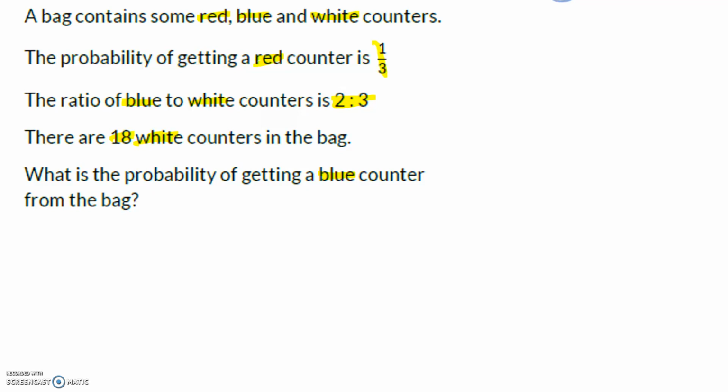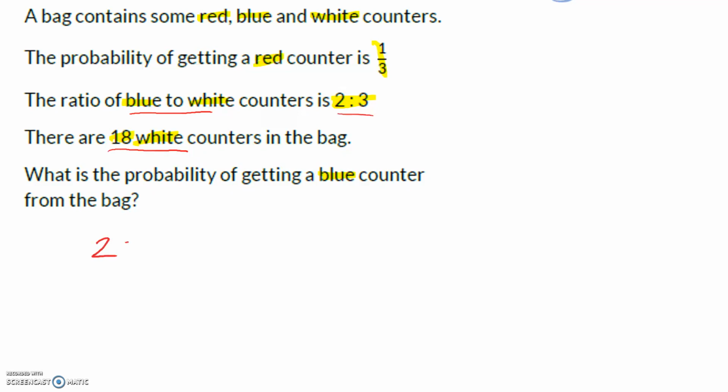Okay, well, if we're going to work out the probability of getting blue, what do we need to know? We need to know the number of blue counters and the total number of all the counters in the bag. So this is one of those questions where we perhaps need to work backwards. This is the first statement where we've got an actual number of counters. And it tells us there are 18 white counters in the bag. And we know the blue to white ratio is 2:3.